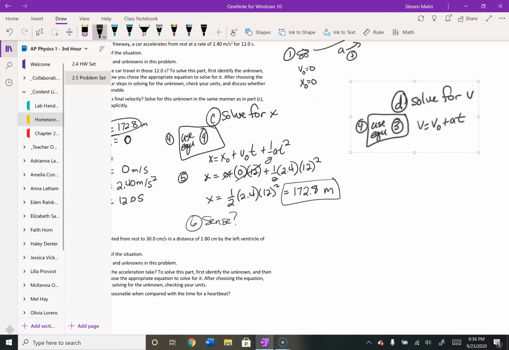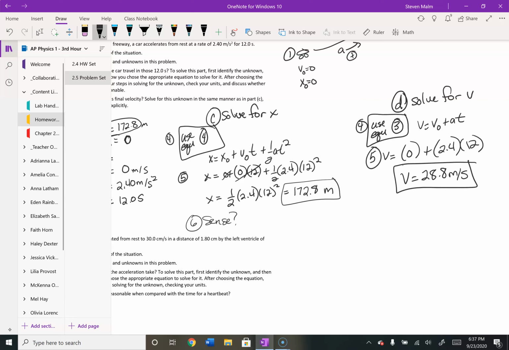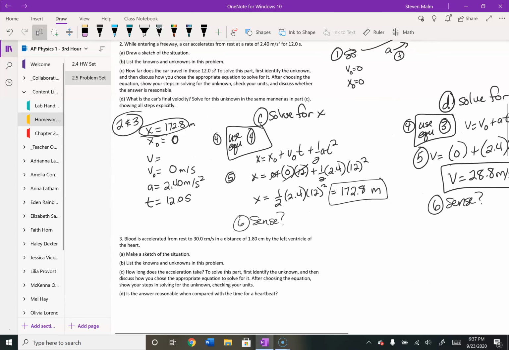Using a different equation. So now we have v equals v naught plus at. I'm going to plug my numbers in. When I do that, I get a final velocity of 28.8 meters per second. Again, let's ask ourselves, does this make sense? I would say yes, because it's gaining 2.4 meters per second to its speed for every second it's in motion, and it does that for 12 total seconds. So that answer does make sense to me.